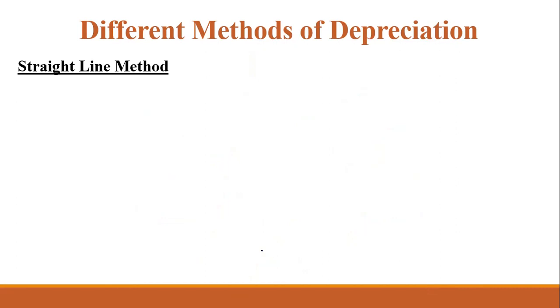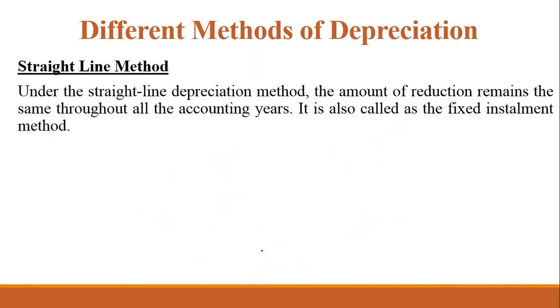Parang nire-review lang natin to kasi na-discuss na natin to sa week 9. Alright? So under the straight line depreciation method, the amount of reduction remains the same throughout all the accounting years. And it is also called as the fixed installment method. Okay, so si straight line method, we also call this as the fixed installment method.